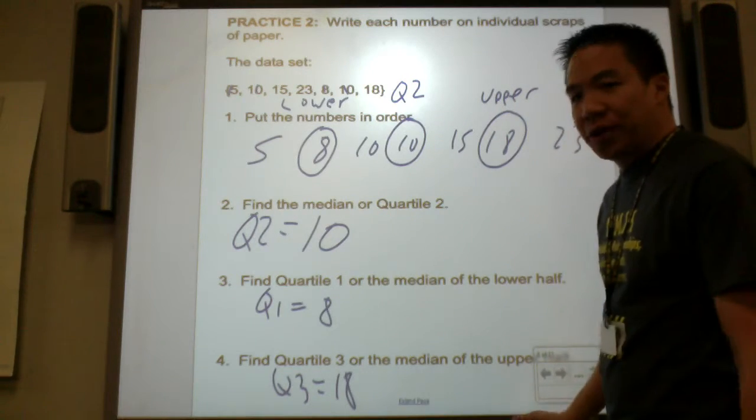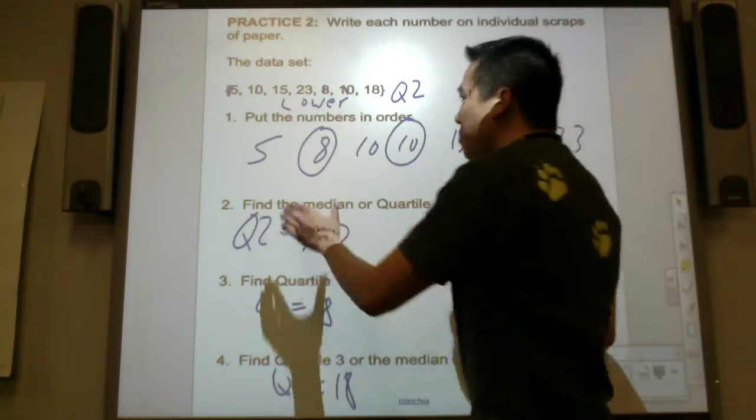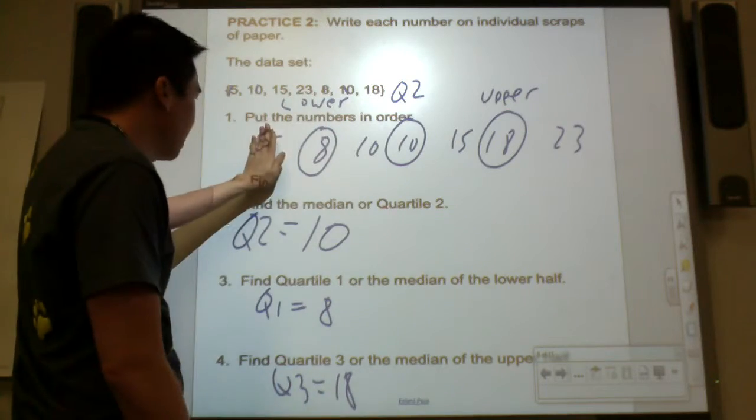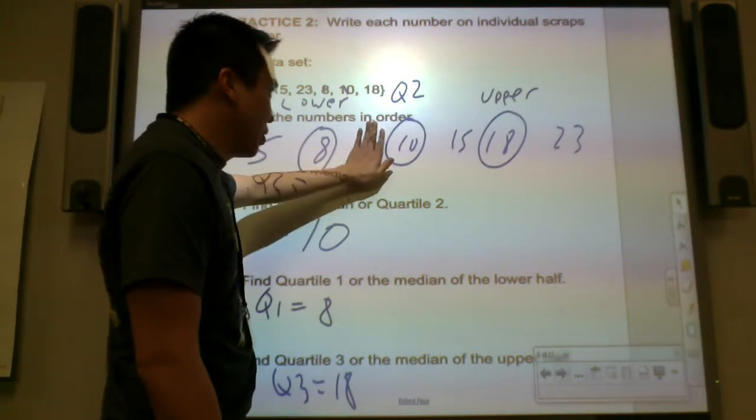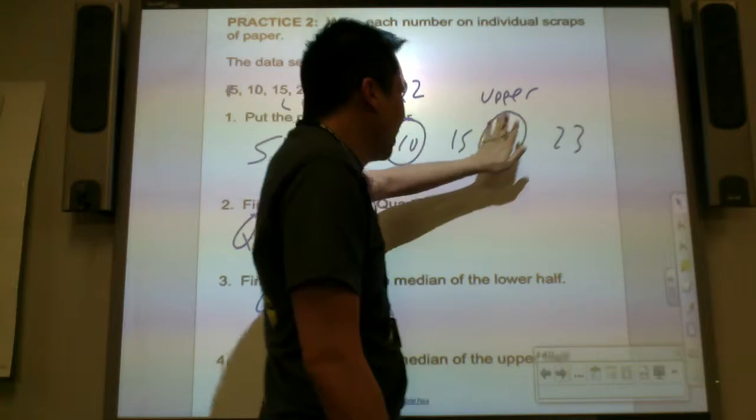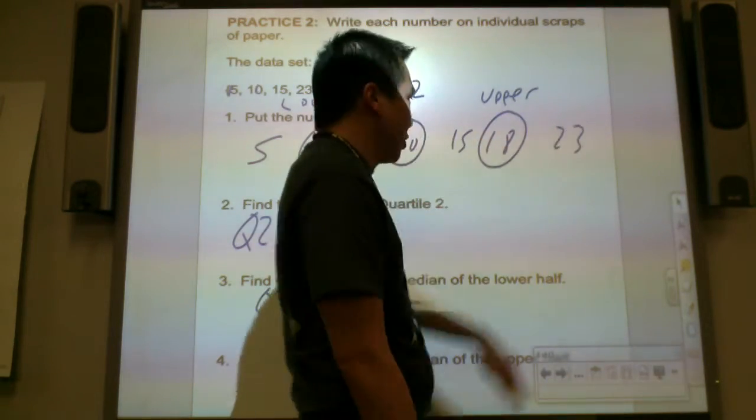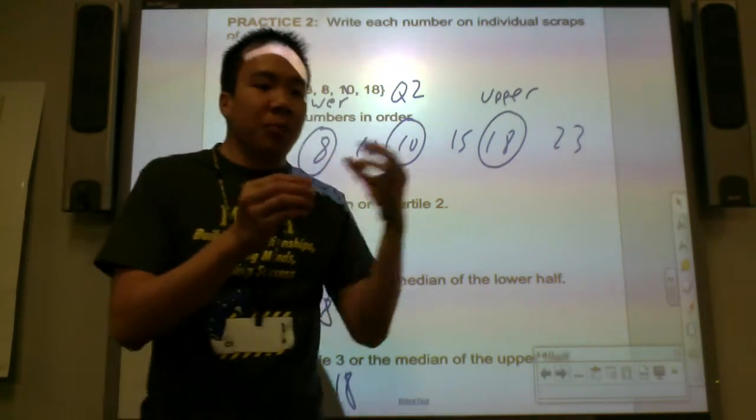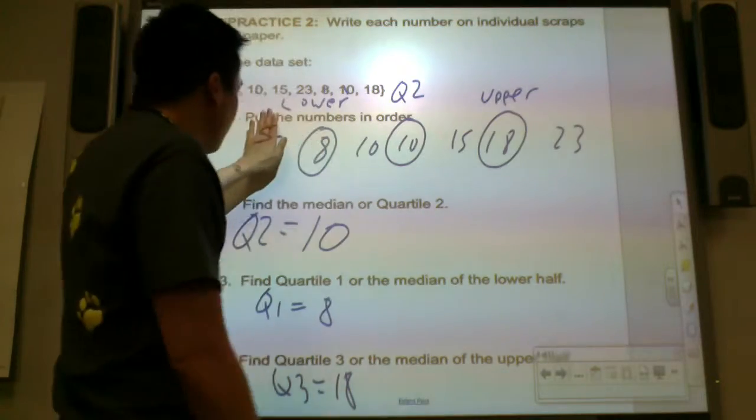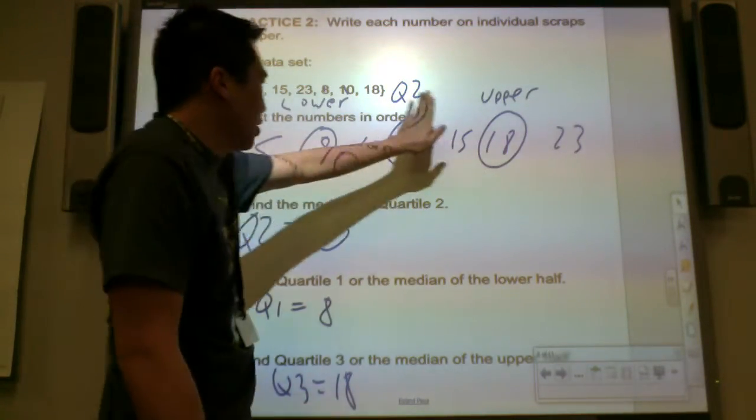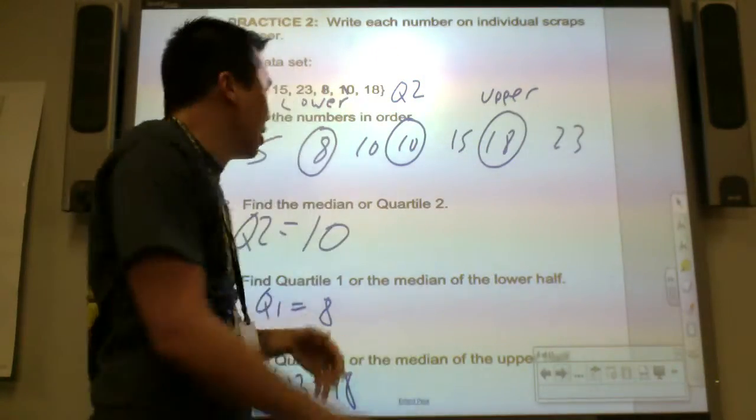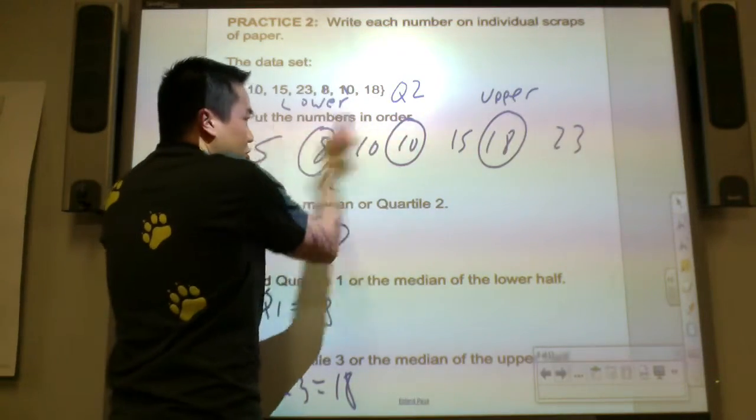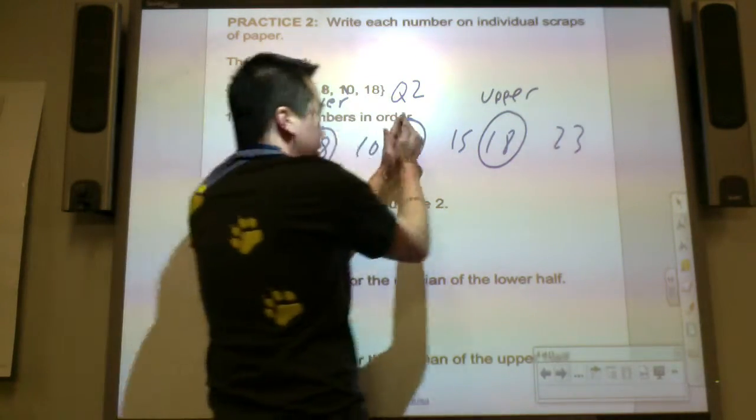So again, why are we doing this? You have all this data. 25% of the data is right here, 25% right here, 25% right here, and 25% right here. So we partition, or put this, into fourths. A fourth of the data is here, here, here, here, which equals 100%. So in other words, 50% of the data is right here, 50% is right here.